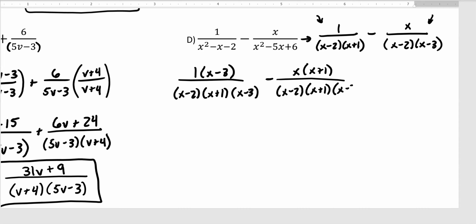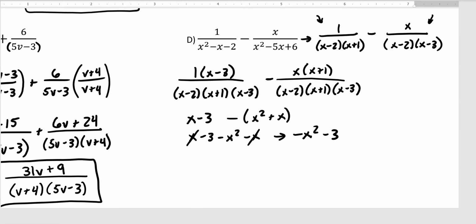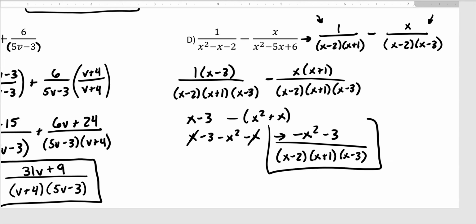So we see now we have common denominators, which means let's multiply out these numerators here. I'm going to have x minus 3 minus x squared plus x. When I do that subtraction, that would become x minus 3 minus x squared minus x. The x's divide out. I'm left with just negative x squared minus 3. My denominator would not have changed. It's still x minus 2, x plus 1, x minus 3. And that would be the answer to letter D.